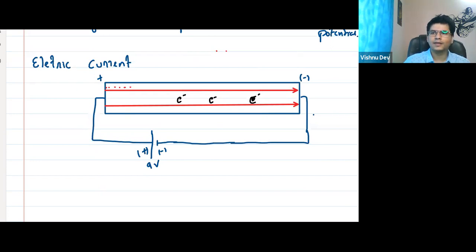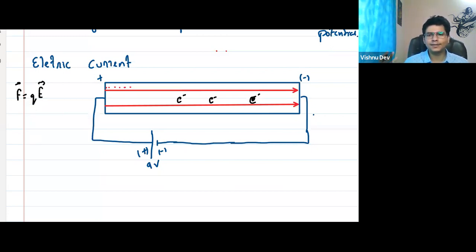Now think about it, everyone. Is an electron positively charged or negatively charged? Negatively charged. Very good. And what is the formula of force on any charge? Force is equal to QE. Agree? Force is equal to Q into E. Anyone have any issue in this?